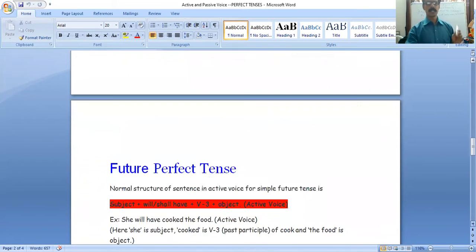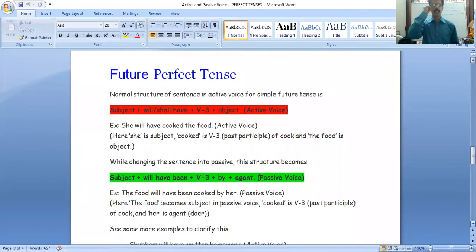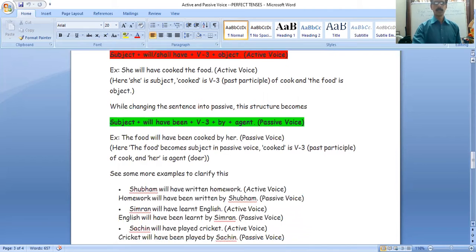Last and final, what I said here is future perfect. Once you see this future perfect, the structure is also given. She will have cooked the food, active voice. What is its passive? Subject will have been, we must use plus V3, by plus agent. The food will have been cooked by her is given there. See, in this, will have been or shall have been is used. According to the context, we must use it.